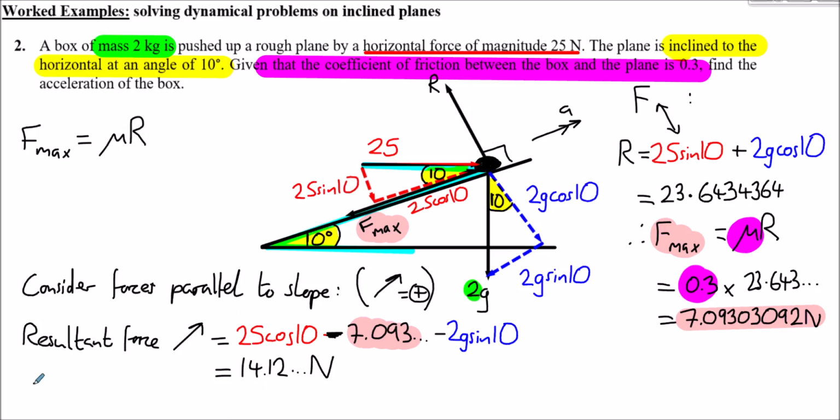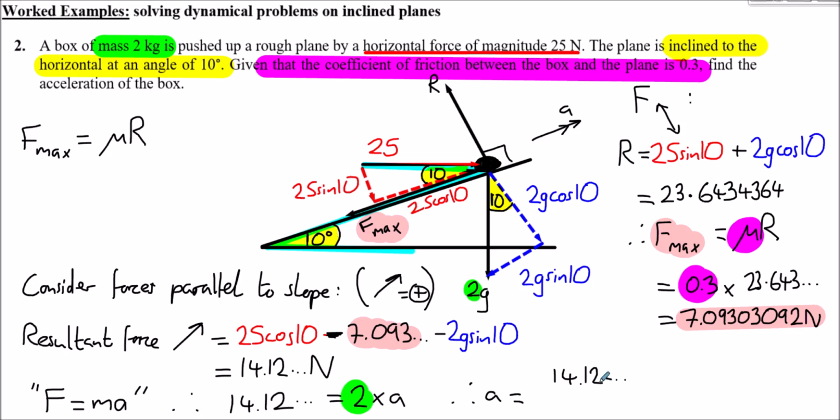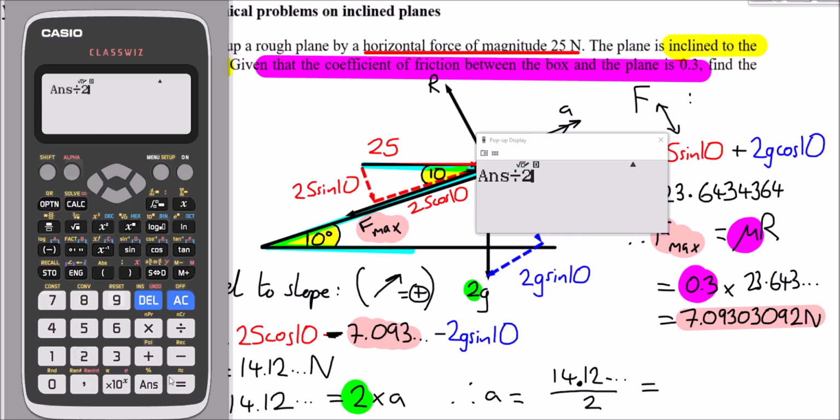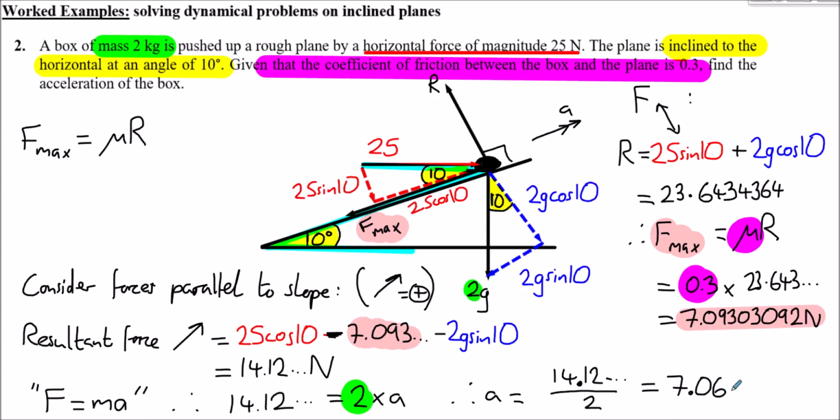We can now use Newton's second law, which states that the resultant force is going to be the mass of an object multiplied by its acceleration. So the resultant force we've worked out is 14.12. That'll equal the mass of the object, which is 2, multiplied by the acceleration, which of course is what we're trying to find. So therefore, as a final step, the acceleration is going to be 14.12, etc., whatever that awful number was on the calculator, divided by 2. So if we take this and halve it, we get 7.06 to 3 significant figures. And that's the acceleration going up the slope, and therefore that is our final answer.